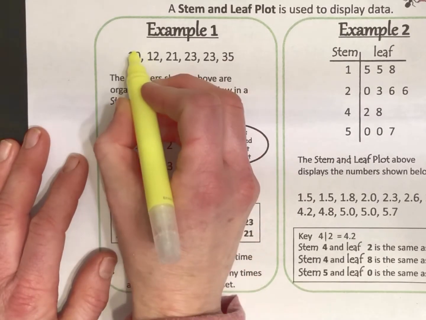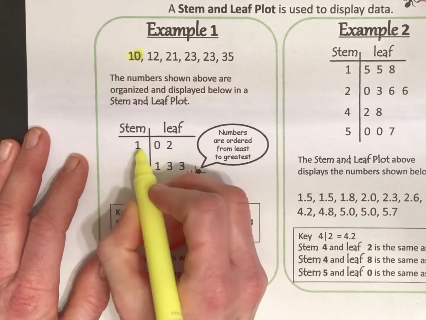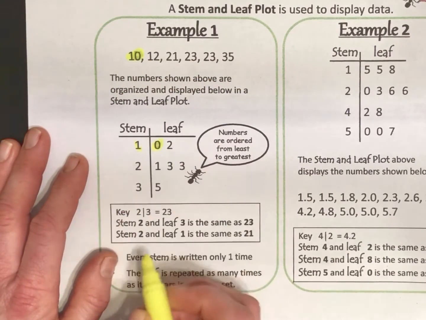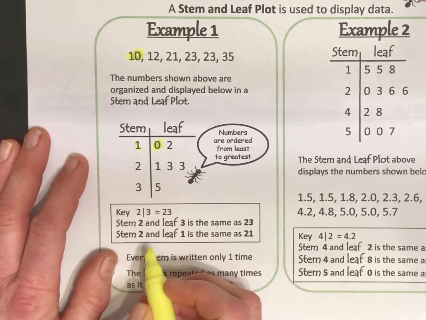Notice how the numbers are written. Here's number 10. The stem is 1 and the leaf is 0. Notice the key below. It shows us that a stem of 2 and a leaf of 3 is the same as 23. A stem of 2 and a leaf of 1 is the same as 21. The stem is always the first digit. The leaf is always the second digit.